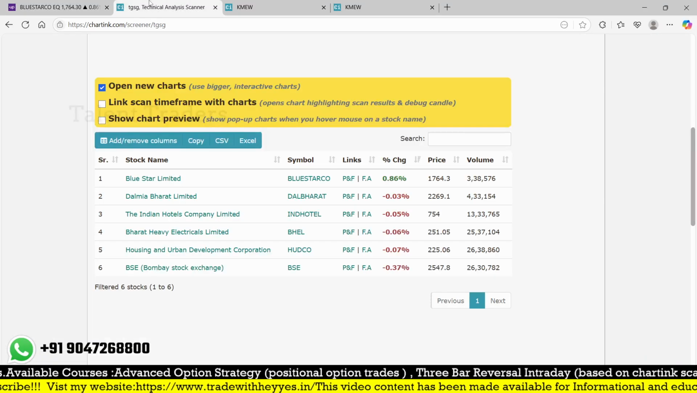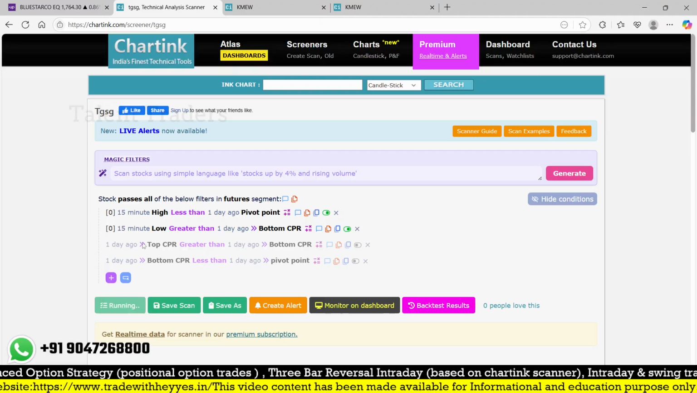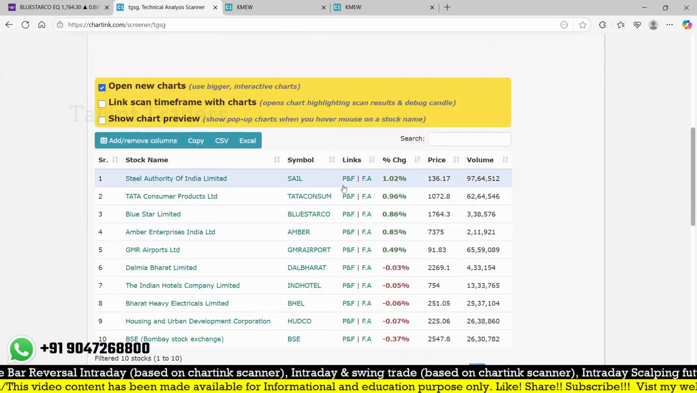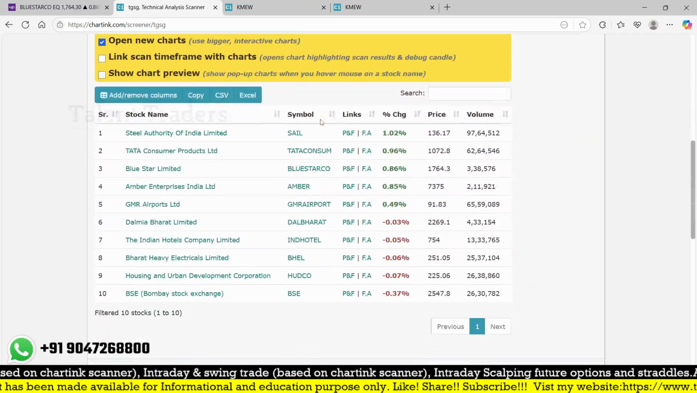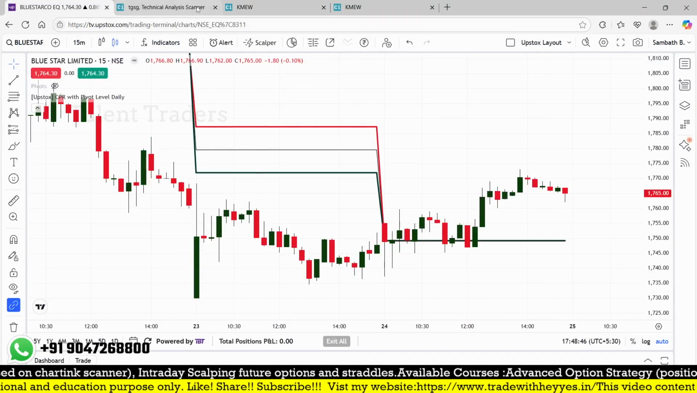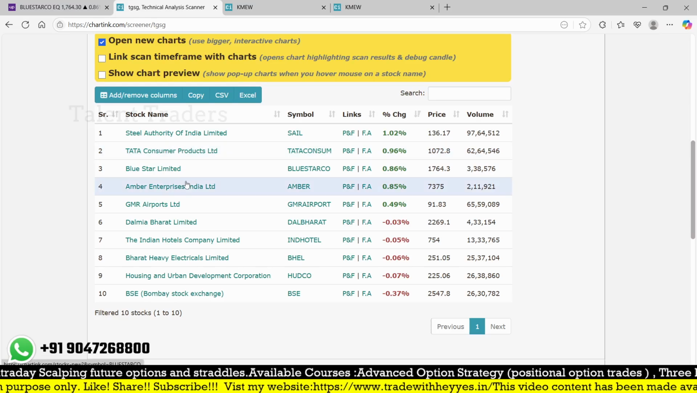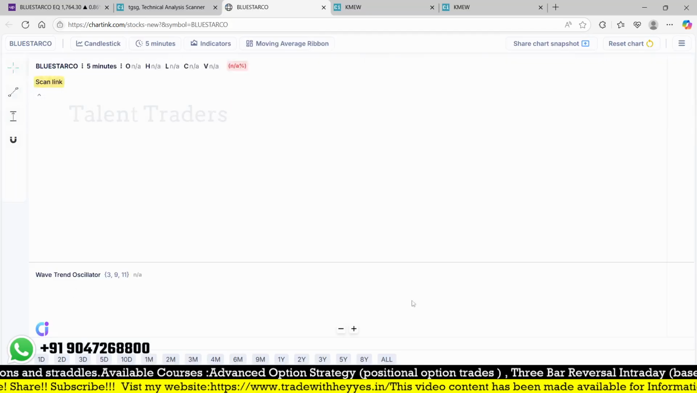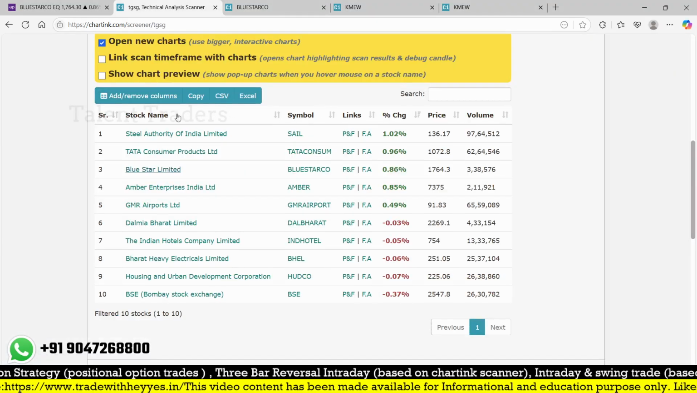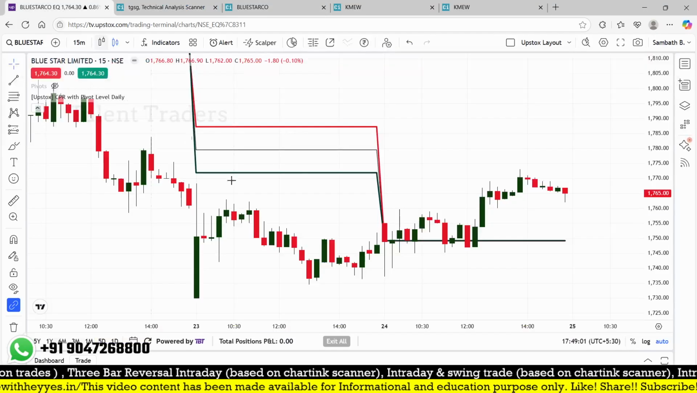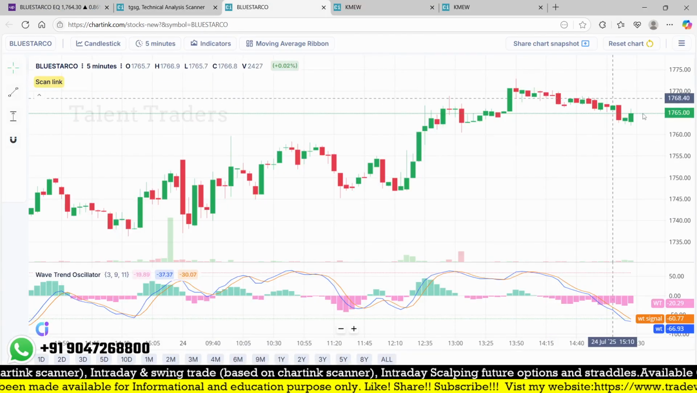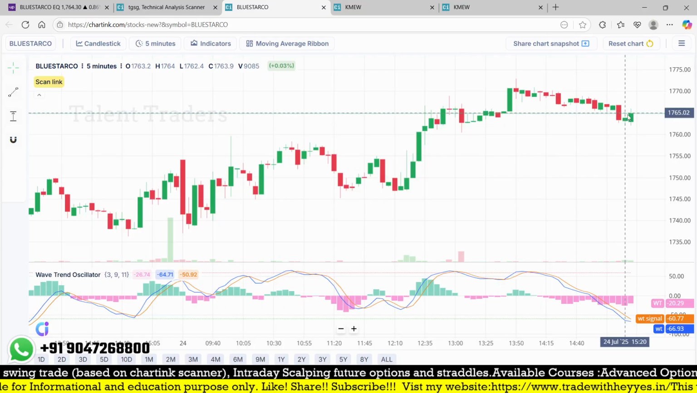So 15 minutes. We'll try low greater than the bottom CPR, high less than the pivot. Yeah, so I think this will add some issue. Let me check the blue star with the charting data. That candle is entirely different, and maybe there are some issues with the data. Here it should be around 3:15, a red candle, but in this case it is a blue candle. It's a green candle. Okay, we need to check.